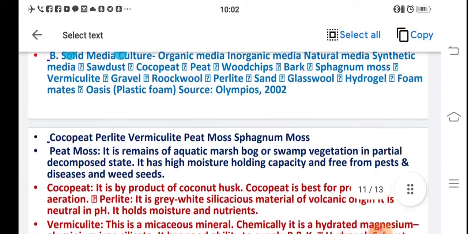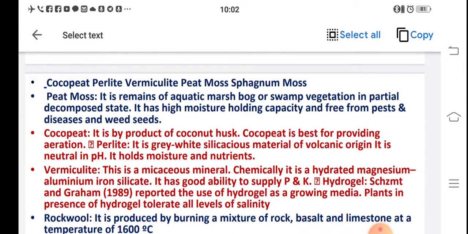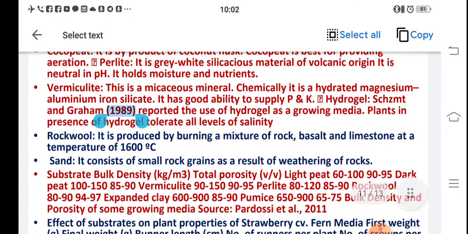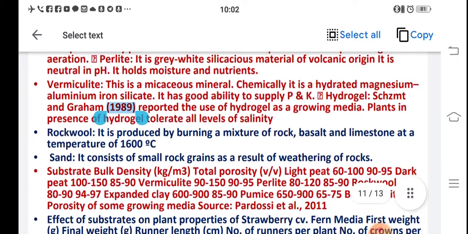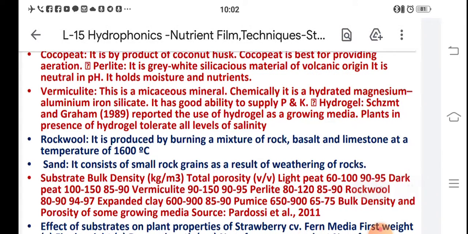So these are the sources after 2002. Then coco peat, perlite, vermiculite. Peat is prepared from sphagnum moss, right? So dry sphagnum moss is called peat. It generally holds water and also controls pests and diseases. Coco peat, from coconut husk, is the best for providing aeration. Then vermiculite is chemically hydrated magnesium, aluminum, iron silicate, and it is able to supply potassium and phosphorus.